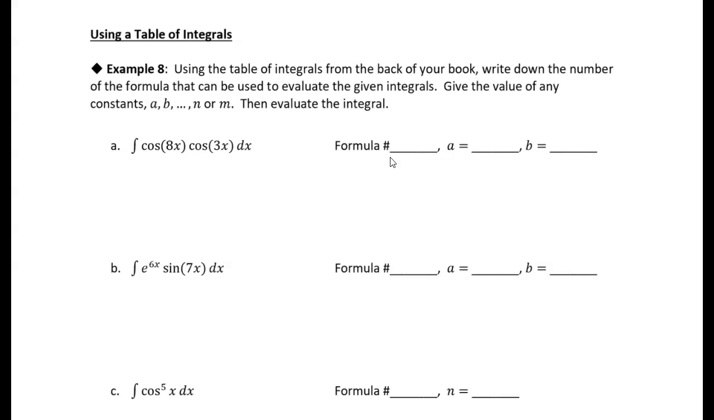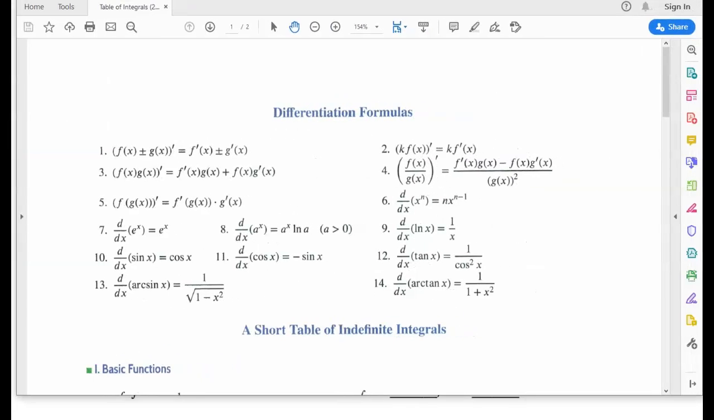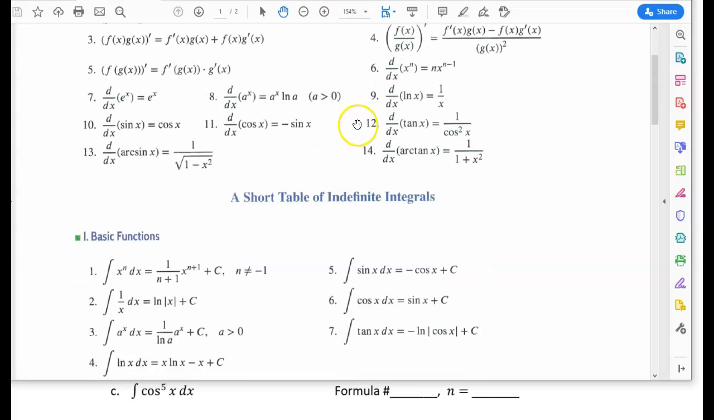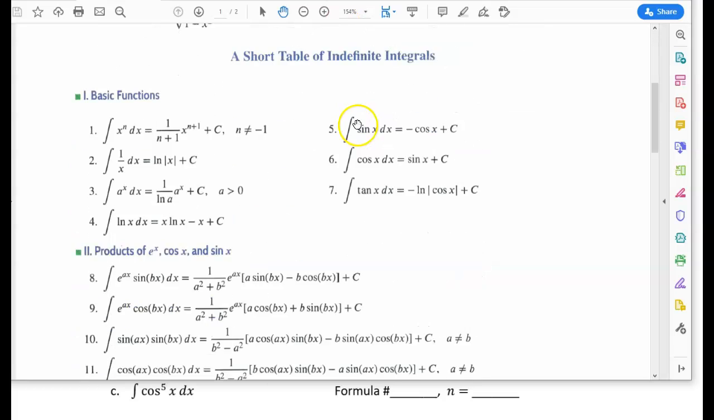We have the cosine of 8x times the cosine of 3x. Okay, now we have different coefficients on the arguments in cosine, right? So we can't use the normal methods we've just been learning. So let me bring over here the table of integrals into my screen so you can see it. And so let's look for that particular form.